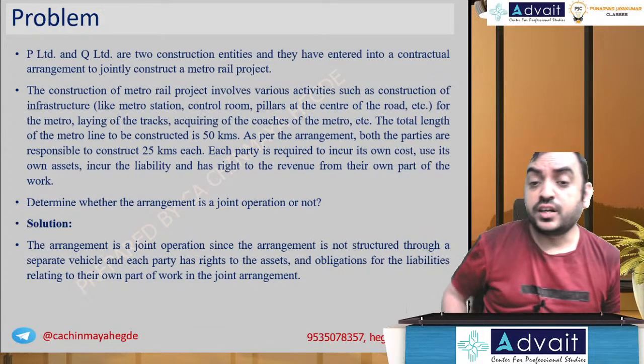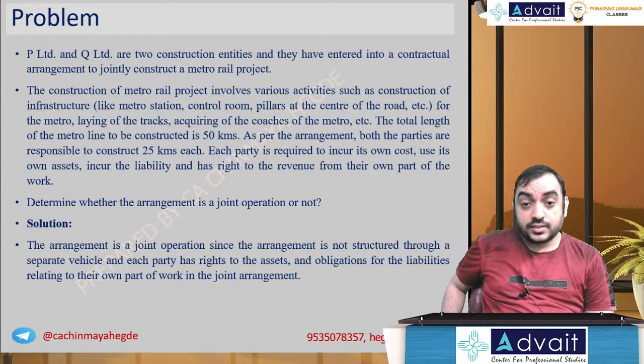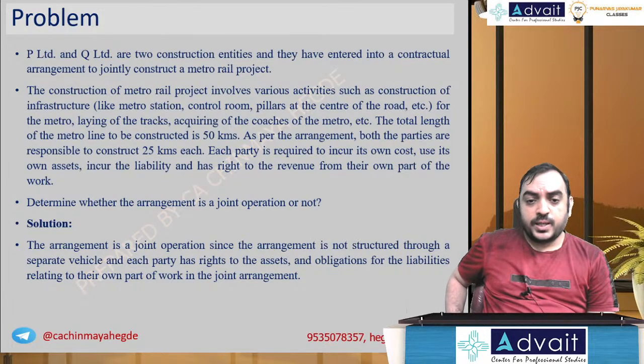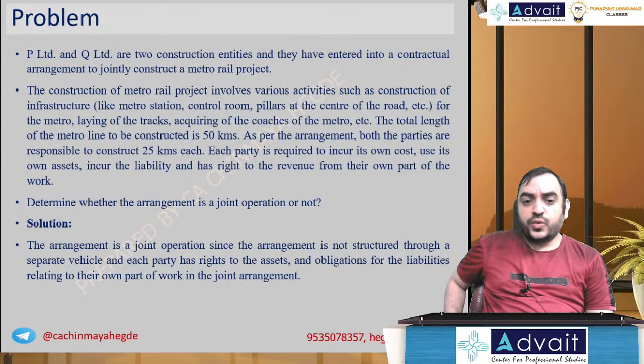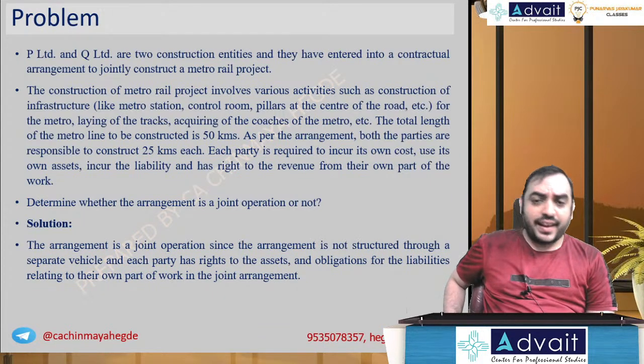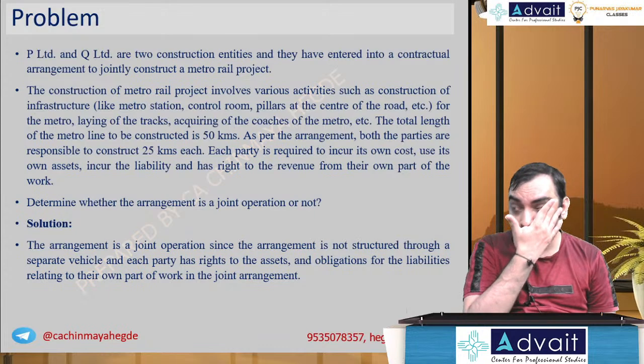As per the arrangement, both the parties are responsible to construct 25 kilometers each. Each party is required to incur its own cost, use its own assets, incur liability, and has the right to revenue from its own part of the work, whether the arrangement is a joint operation or not. It's not a separate vehicle. Each party has rights to assets and obligations for the liabilities related to their own part of the joint arrangement.